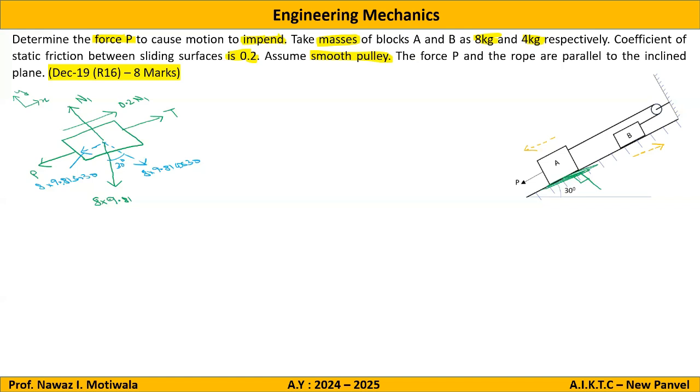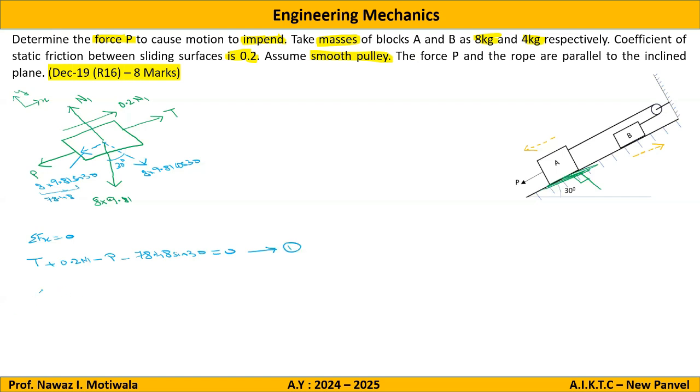Now our free body diagram is ready to be applied for conditions of equilibrium. So if I apply the first condition, that is summation of Fx should be 0, what I will get is T plus 0.2 N1 minus P, and then minus 8 into 9.81 sin 30. This 8 into 9.81 comes out to be 78.48. All should be equal to 0. Let this be equation number 1.